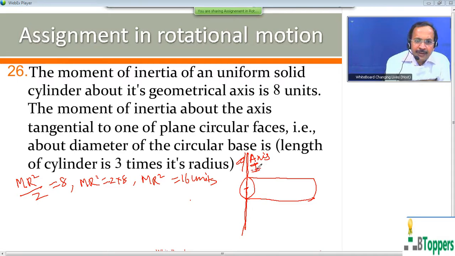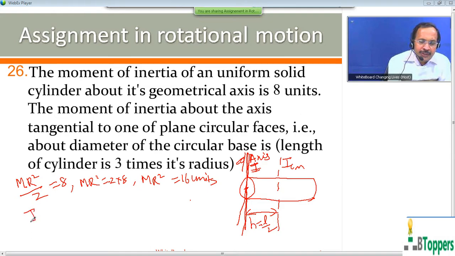I denote the moment of inertia about the required axis, which is passing through one of the ends, that means coinciding with a diameter of one of the circular bases, or tangential to one of the plane circular faces. Let ICM denote the moment of inertia about the perpendicular axis passing through the center of mass of the cylinder. So the perpendicular distance h between the two axes is equal to half of the length of the cylinder.